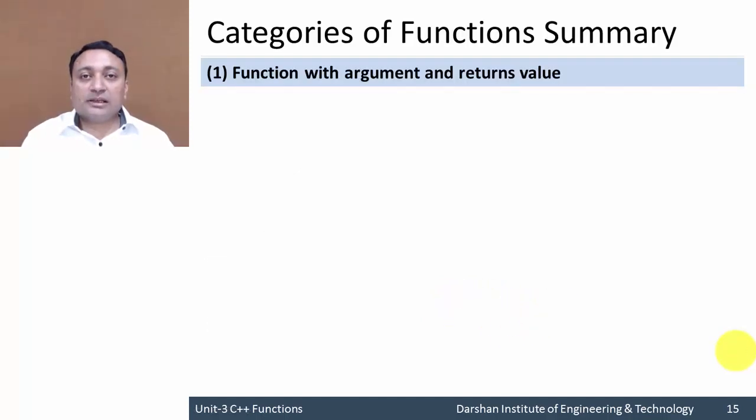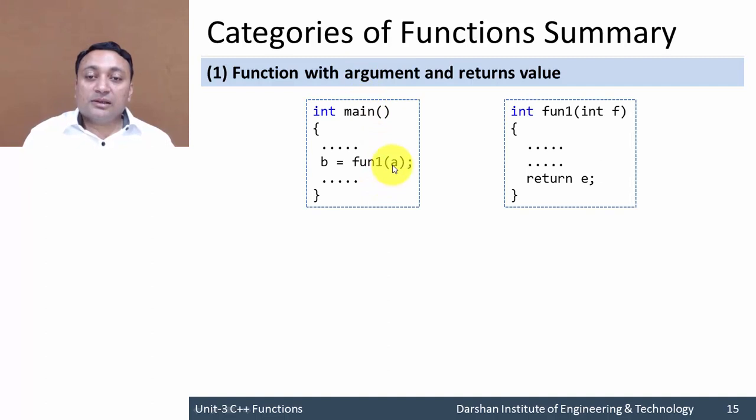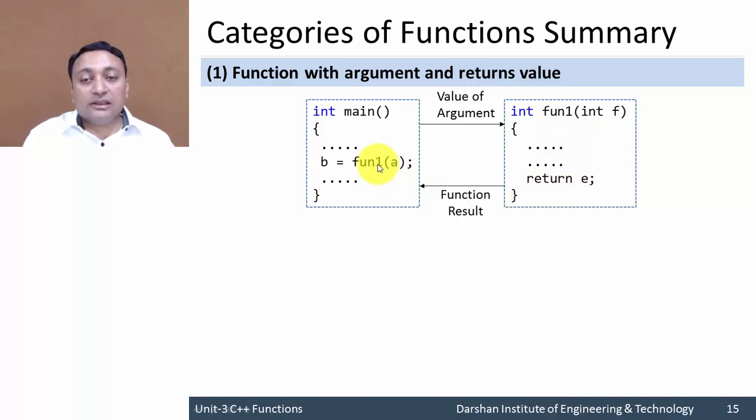So now let us summarize categories of functions. First category is function with argument and returns value. Here we are passing argument a to the function definition and it is returning value e to the calling function, and we are supposed to store that in some variable. Example for that is the string length function. In that we pass some string and it returns the length of that string in an integer variable.